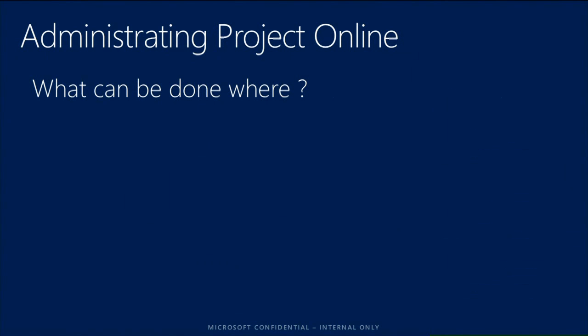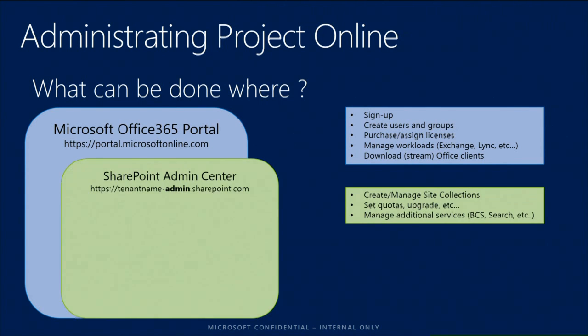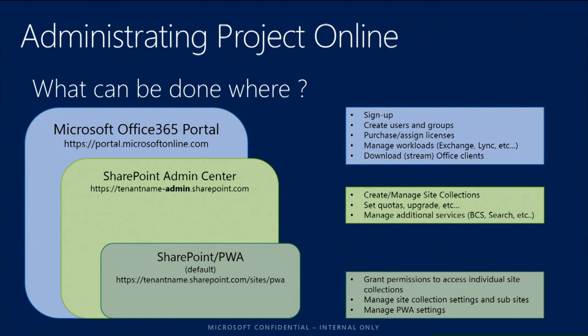When it comes to administrating Project Online, there are 3 different layers that you have to know about, and this is where you can administrate the whole solution as a whole. First of all, we have the Office 365 portal, which some of you may or may not know because you perhaps are using it already today. And this is where you sign up initially, you create your project instance, your SharePoint instance, you create users, you purchase licenses, etc. And then you have the SharePoint admin center in which you can create new site collections and also set up your quotas. And at the bottom here, we have the Project Web App, which is where you can maintain just the part that has to do with the project service application.